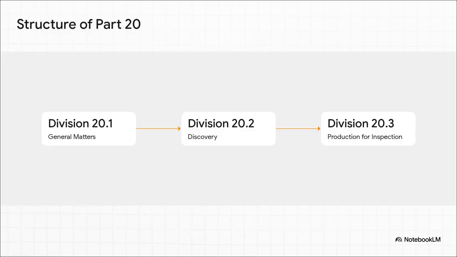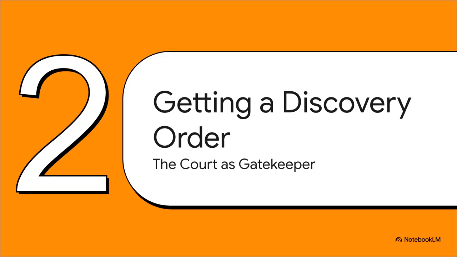And you can see how this all makes perfect sense when you look at how the rules are structured. The whole process is laid out in three really logical divisions that follow that exact distinction we just talked about. Division 20.1 covers general stuff, 20.2 is all about discovery, the disclosure, and Division 20.3 deals with production for inspection. See? Simple. So how do you actually get your hands on the other side's documents?